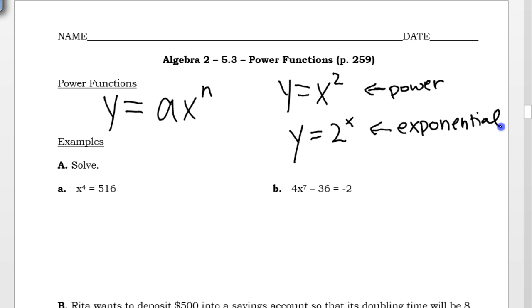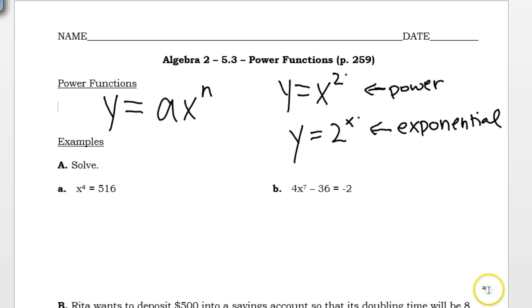Exponential. Okay? And I can have other stuff with that, like I can multiply a 2 in front or add a 7 in back, but whenever the power is a number, that's power. Whenever it's an exponent, that's a variable, it's exponential. So, on this lesson, we're going to talk specifically about solving power functions. That is, solving when we see a power that is a number.